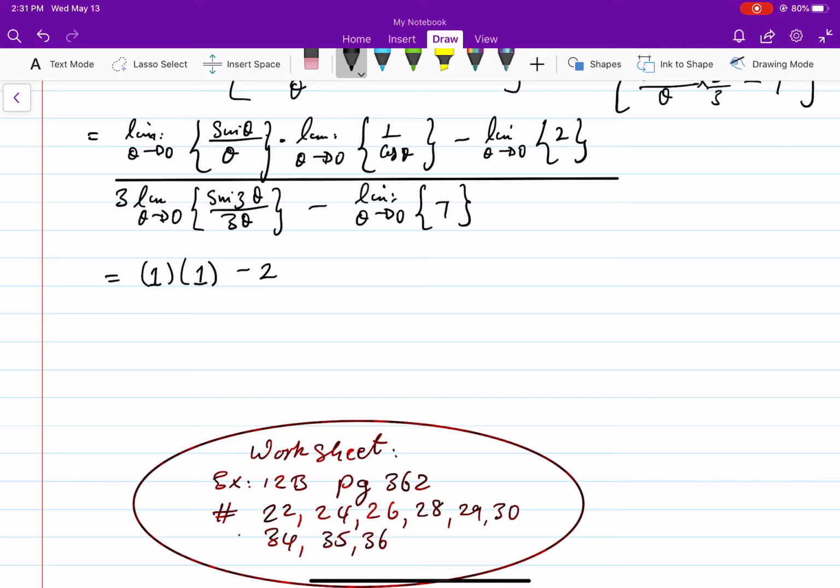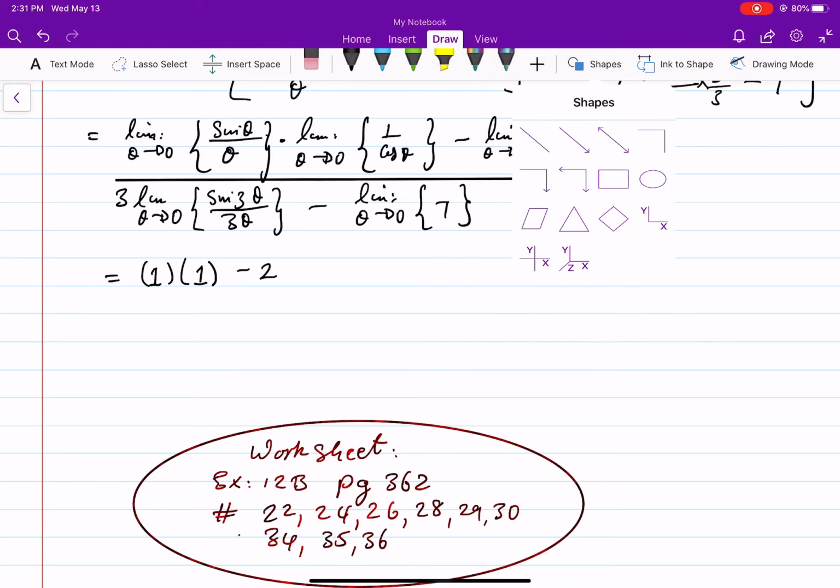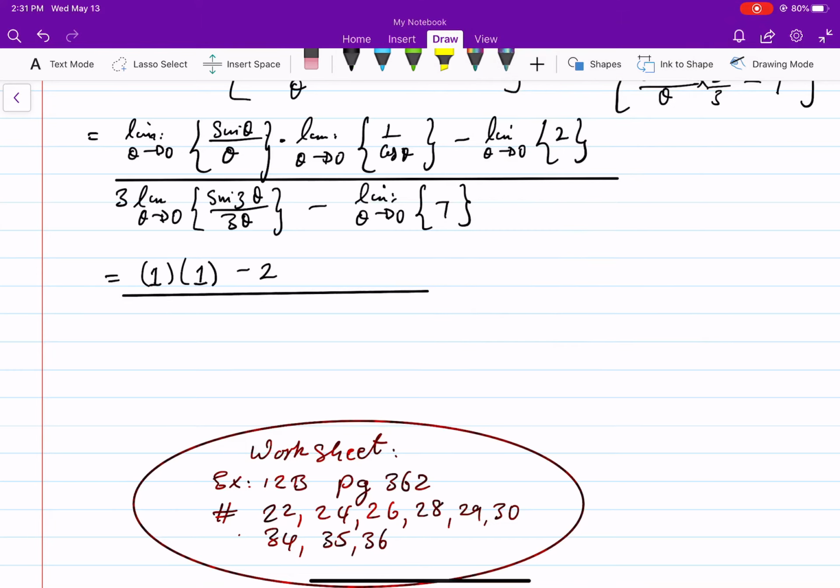All upon, and in my denominator I have 3 times the limit as theta approaches 0 of sine 3 theta upon 3 theta, that's 1. And the limit as theta approaches 0 of 7, that's 7. What do we have here? 1 minus 2 upon 3 minus 7. 1 minus 2, that's minus 1. 3 minus 7, that's minus 4, I think. 4, 5, 6, 7. Okay. So this is a quarter.